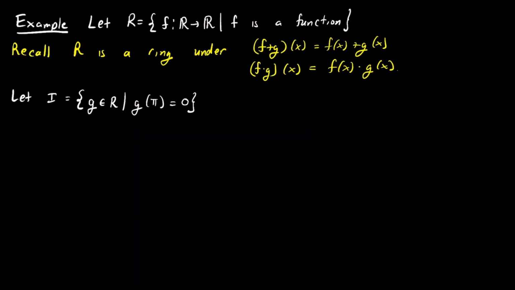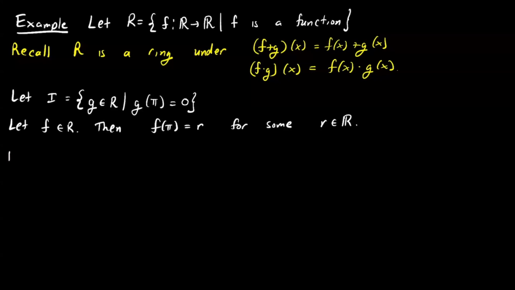So what I'm going to do is take an arbitrary element of my ring. So I'll say let f be an element of R. I know that if I take an element of R, it's defined at pi, because these are functions that are defined from R and give back an element of R. So then I know that f of pi is equal to some real number r. And I'd like to figure out what f is equivalent to modulo I. And it turns out that f is actually equivalent to a constant function.